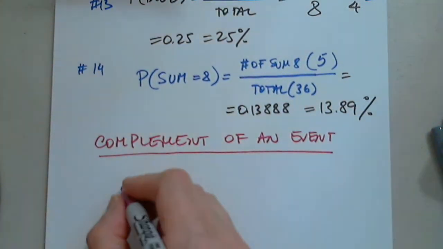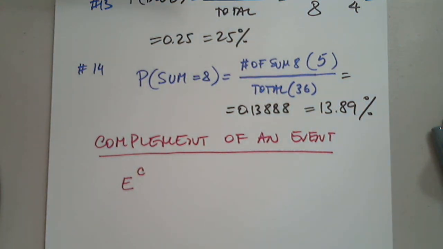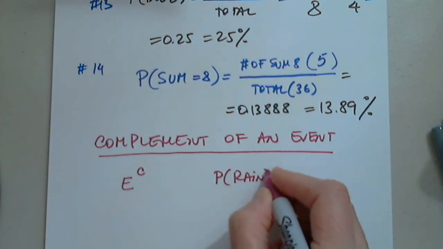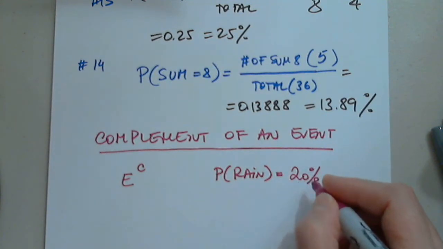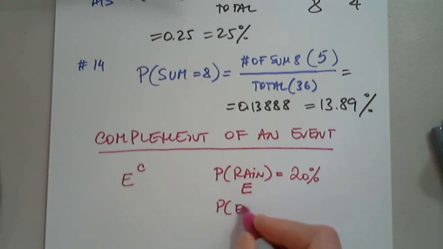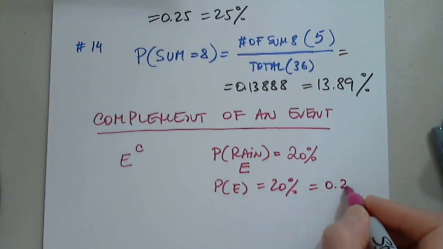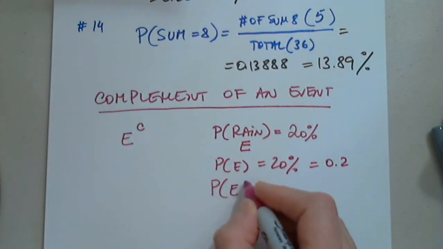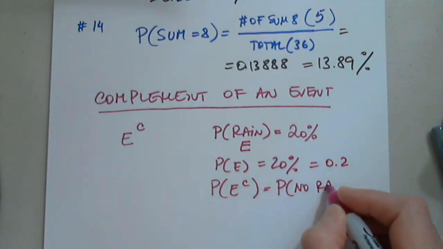So the complement of an event is even denoted by E complement. If the probability, let's say, of rain today was estimated by the weatherman to be 20%, and this is my event E, so the probability of event E, having rain today, is 20%, or if you want 0.2. The question is, what is the probability of the complement of the event? In other words, the probability of no rain.